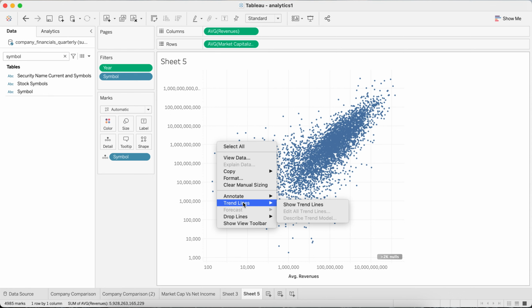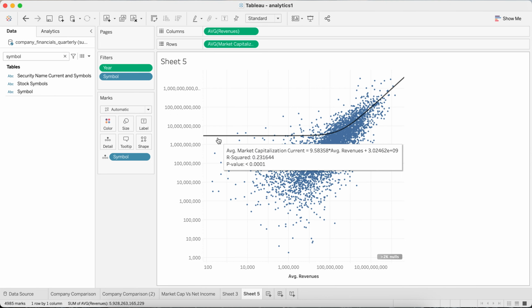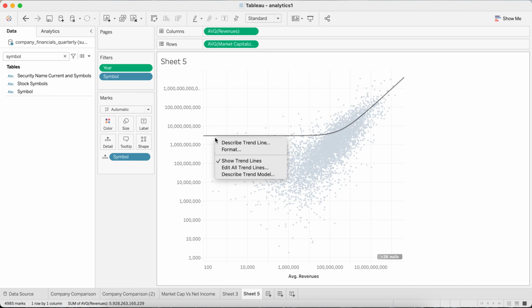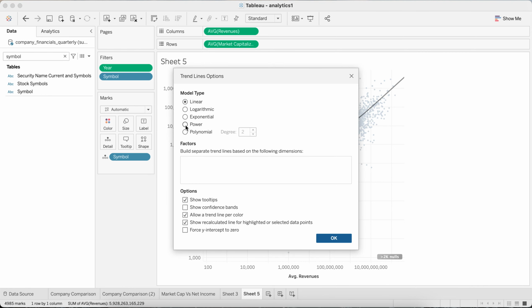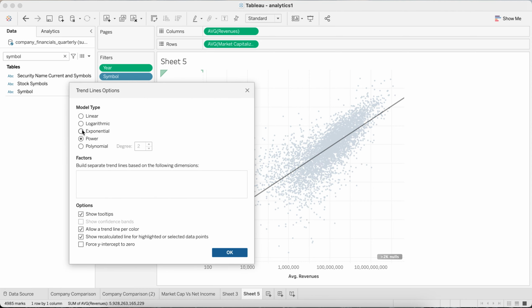So to create our trend line, let's show trend lines. This is a linear trend line on a logarithmic x and y axis. So what we want to do is give it a power relationship, right? So we're looking at a power relationship, as the exponential relationship doesn't really work as well. Okay, so we're looking at a power relationship, right?